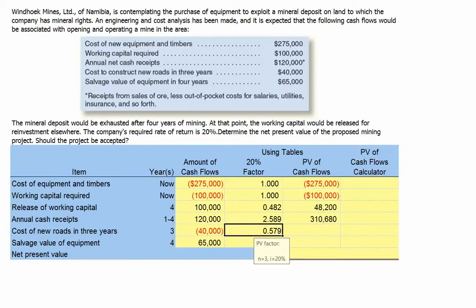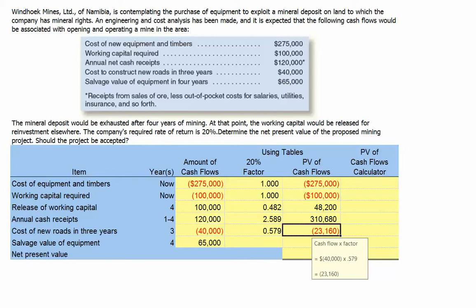The cost of the road in year 3 is a single cash flow and will be looked up in Table 2, and the present value factor for 3 periods and 20% interest rate is 0.579. Multiply this by the $40,000 to get a present value of negative $23,160. Again, this was an initial cash outflow.